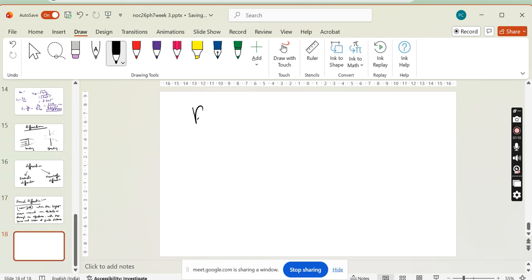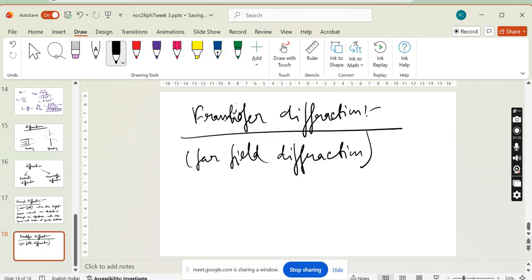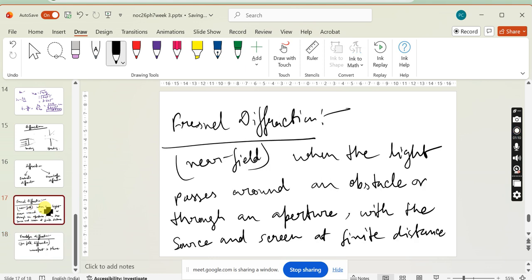For Fraunhofer diffraction, it's far field diffraction. That means the source and the screen are far. The wavefront here is plane. But for Fresnel's diffraction, the wavefront can be cylindrical or spherical.